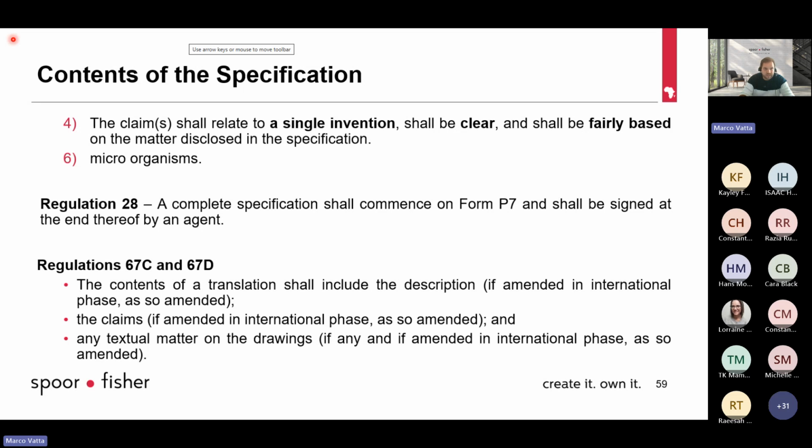But the Patents Act does say that the claim shall relate to a single invention. It shall be clear and shall be fairly based on matter disclosed in the specification. So there must be fair basis. Whatever you are claiming in the claims, there has to be a disclosure of that in the specification, in the description of the specification itself. And then also, we now know the provisions relating to microorganisms, that there should be a disclosure of the accession number for that microbiological deposit.